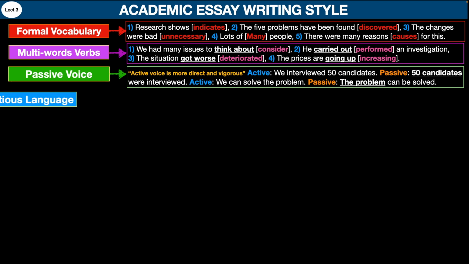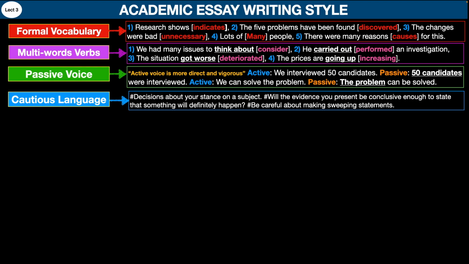Okay, the next one is cautious language. This one is very, very important. In academic writing, sometimes you have to clarify your position, your stance on a subject, which is called your presence, your voice. We always struggle to put in our comments and our opinions, what we think as writers. So you must be present in your writing.